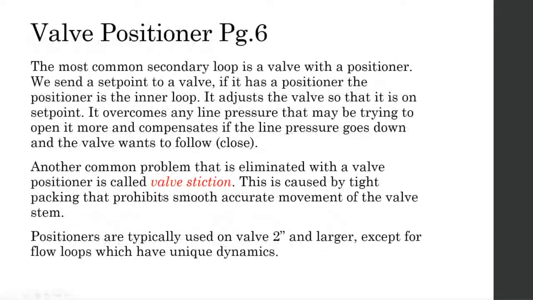We'll talk now specifically about the most common secondary loop, and that is a valve with a positioner. This is why Cascade is very common, because nowadays almost every valve does have a positioner on it. When we do that, we're essentially making the valve and the positioner its own individual loop, because it provides its own feedback. Then we have our temperature controller and temperature transmitter, which is the other loop, just to keep it simple for now.